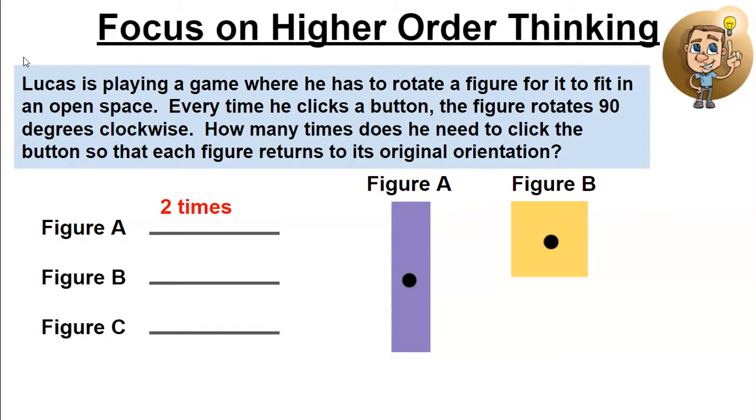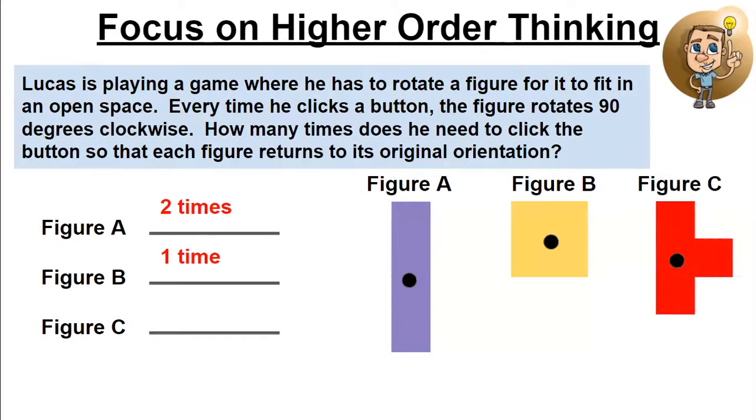How many times does he have to click it to get it back to where he started? 1 time, right? It doesn't matter. You turn it once and it's back to where it was. It looks the same. It's a square. Squares only have to be turned once. And then this figure here. How many clicks will I need to get it back to where it is right now? Let's test it. 1, 2, 3, 4. So it took 4 times to get it back to where it needed to be.